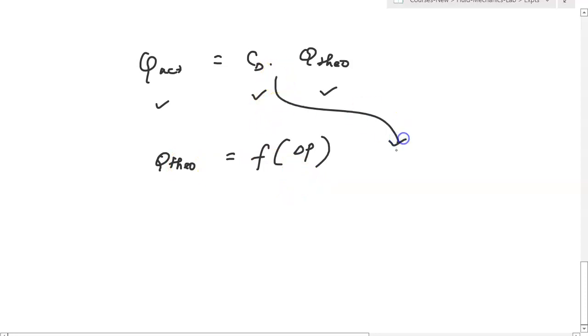CD is something unique to the equipment. So this is what a manufacturer is expected to give for that particular setup. Now that means for a given head meter, if the CD is known, and if you can measure the pressure drop across the head meter, then the actual flow rate is computed.